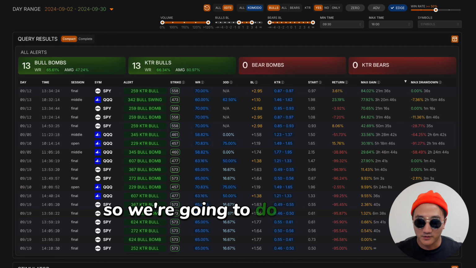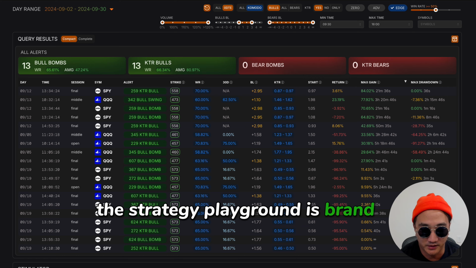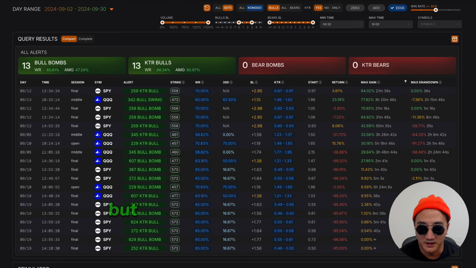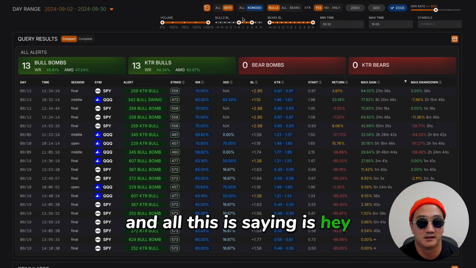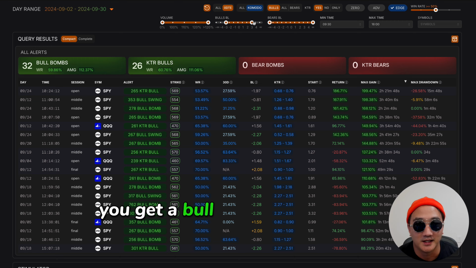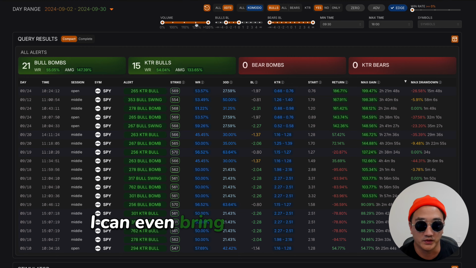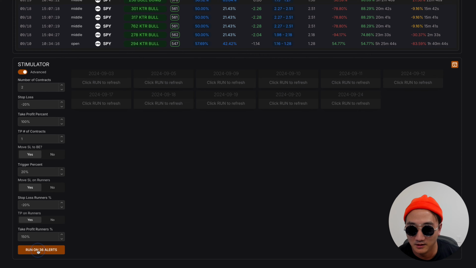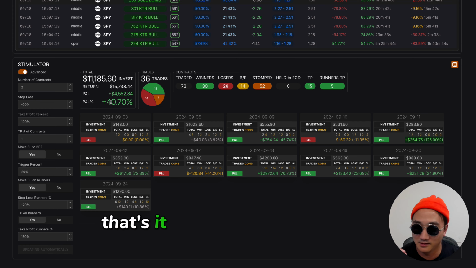So we're going to do a lot more things to bring this into the application. The strategy playground is brand new, but these trends are going to be available to you shortly. And all this is saying is, hey, you get a bull that says edge, it's below the blue line. I can even bring our win rate down. You take the trade, 40%. That's it. Trading every single one.